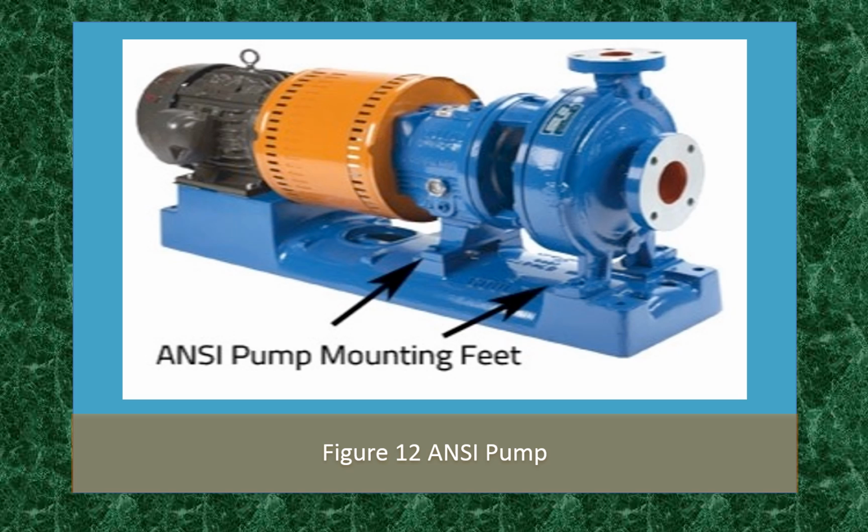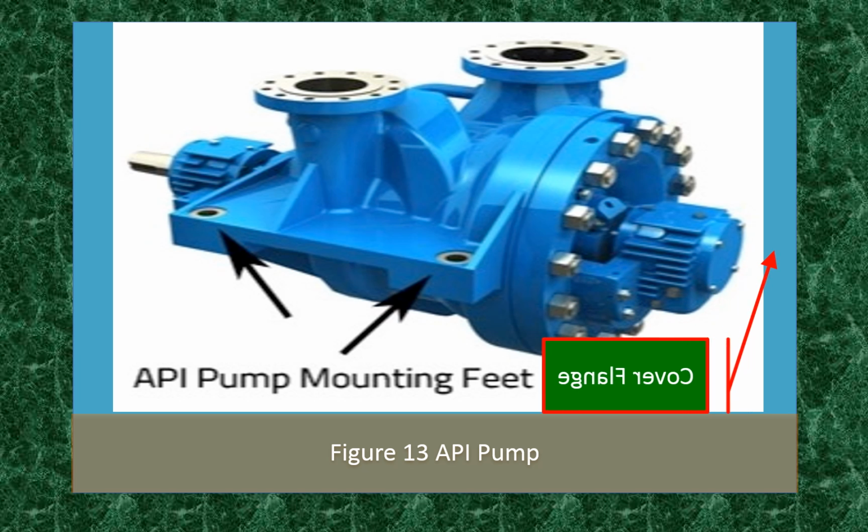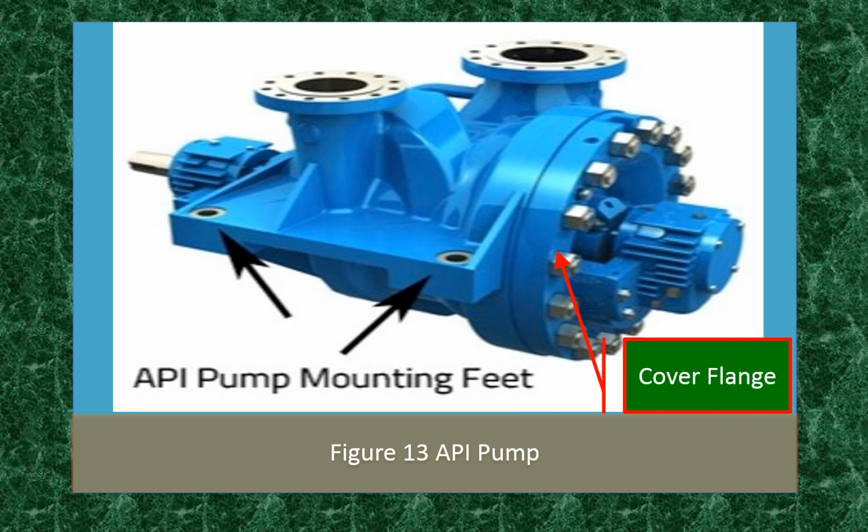Shown here is an ANSI pump. Look at the pump mounting feet and compare with the API pump, which is shown next. You can notice the differences between the API pump and the ANSI pump. Take also note of the end flange connection in the API pump in this figure. They are designed for high pressure and temperature for enhanced reliability.